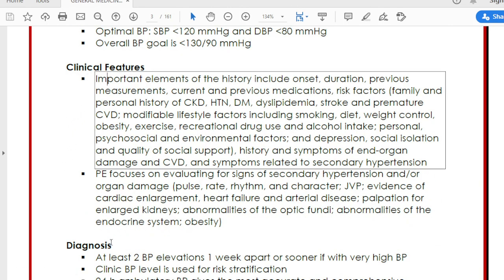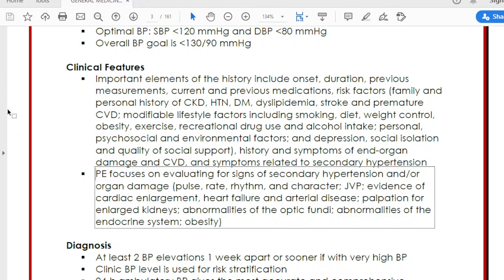Clinical features. Important elements of the history include onset, duration, previous measurements, current and previous medications, risk factors, family and personal history of CKD, HTN, DM, dyslipidemia, stroke, and premature CVD, modifiable lifestyle factors including smoking, diet, weight control, obesity, exercise, recreational drug use and alcohol intake, personal, psychosocial, and environmental factors, and depression, social isolation, and quality of social support, history and symptoms of end organ damage and CVD, and symptoms related to secondary hypertension.